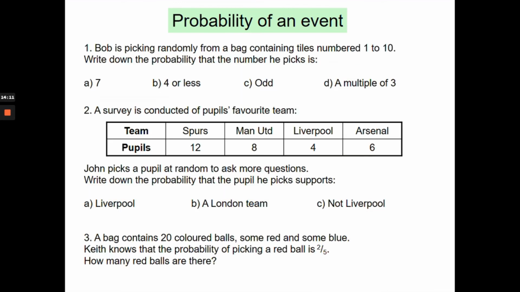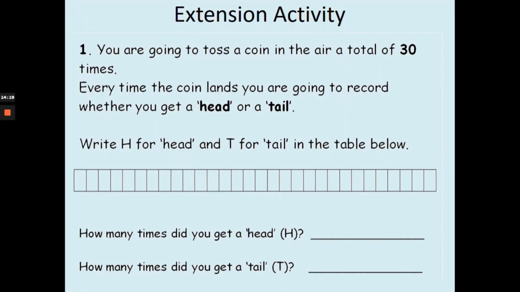Okay, and now we're going to move on to the extension activity. For this you'll need 1 coin, and I want you to fill in that table. I want you to flip it 30 times and fill in the table which side it lands, heads or tails. For the next one you're going to need a dice, and I want you to roll that 30 times and do the same thing. Record how many 1s, 2s, 3s, 4s, 5s and 6s you get.